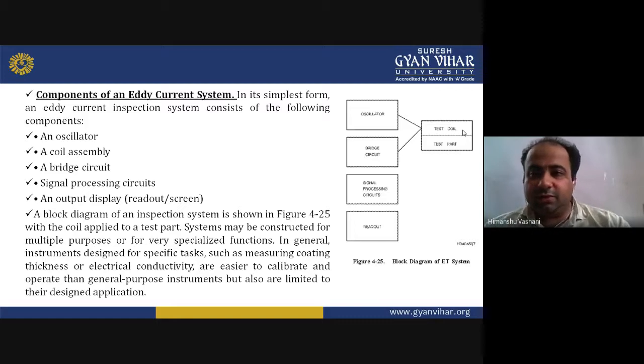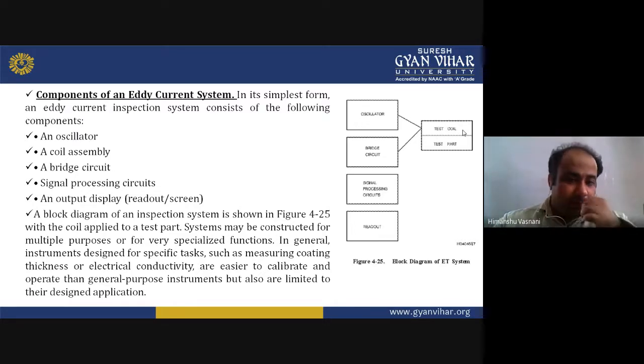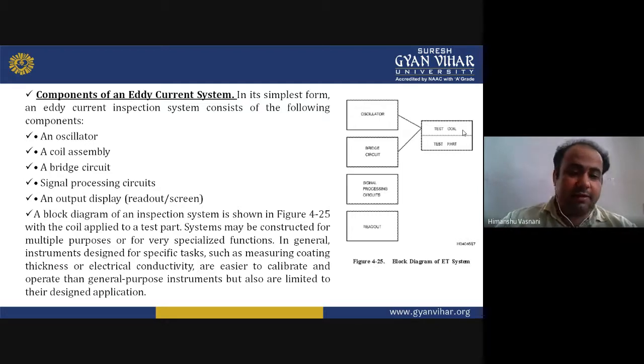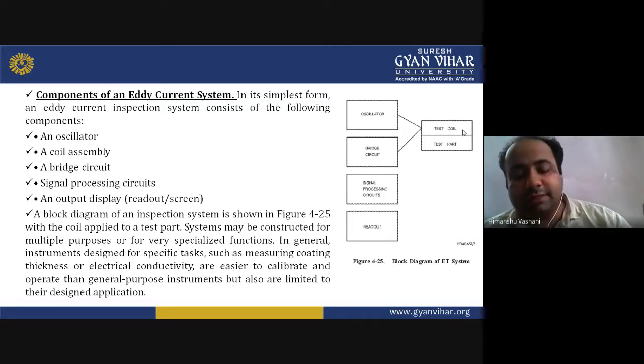Before the oscillator, you have the test coil or test part. You can see this is the inspection system with the coil applied to a test part. The system may be constructed for multiple purposes or for very specialized functions. In general, instruments designed for specific tasks such as measuring coating thickness or electrical conductivity are easier to calibrate and operate than general purpose instruments, but are also limited to their designed applications.